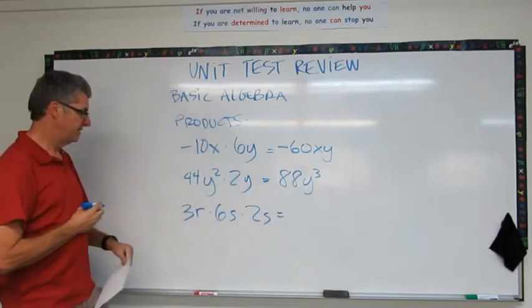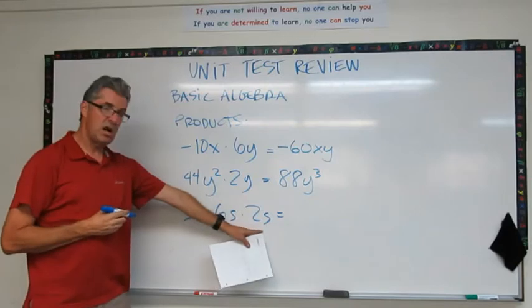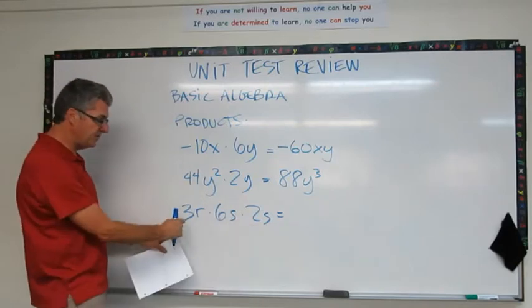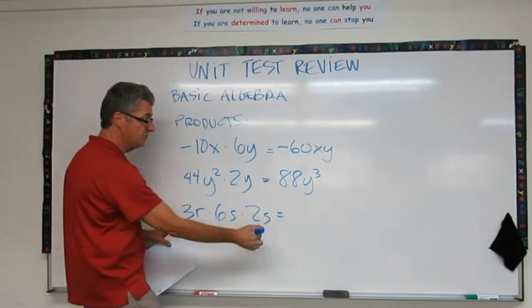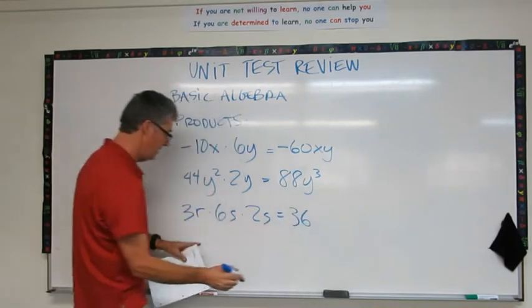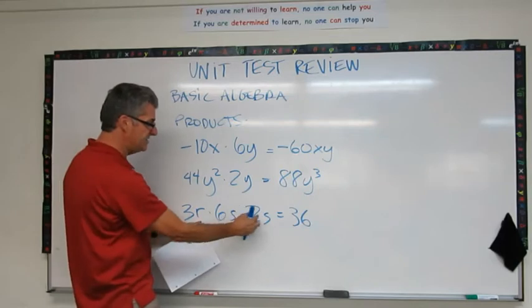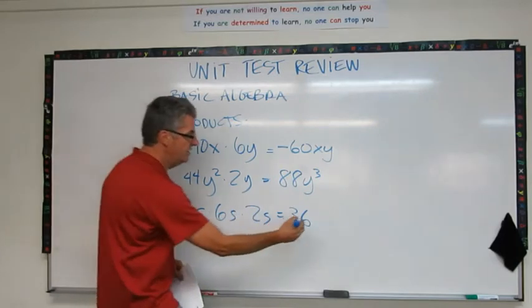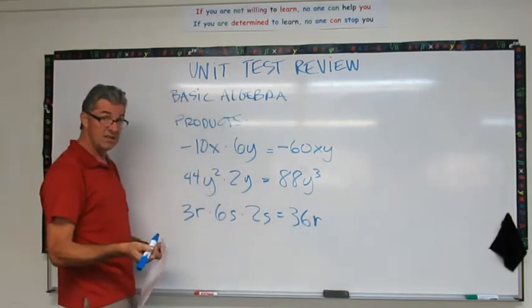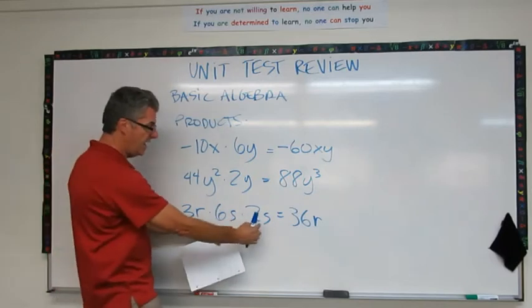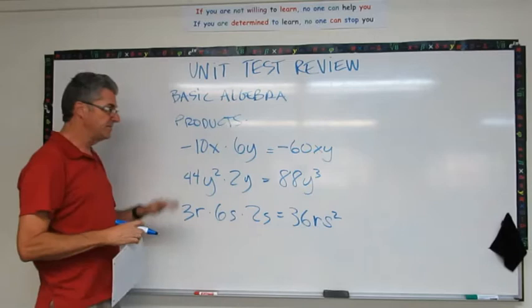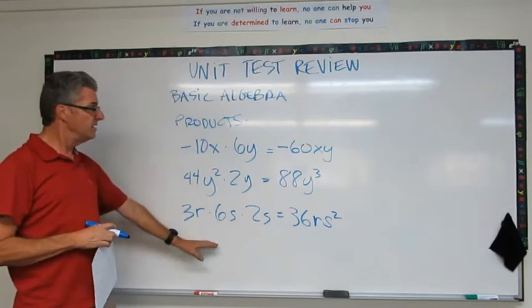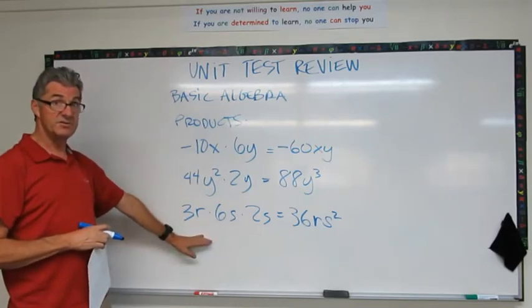That's how that works. Finally, this one's a little bit more complicated. I have 3 terms. Let's multiply my numbers. 3 times 6 is 18, times 2 is 36. And then I have r times s times s. There's only one r, so that's r to the first. We don't write the 1, but that's r to the first. I have s times s, so that's s squared. Now some of these problems got a little more complicated, but essentially that's what we did with those.